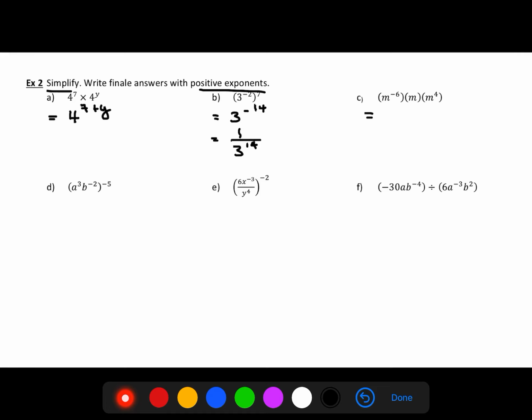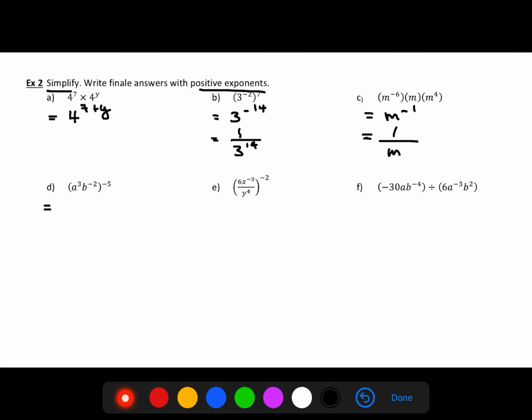Part C, we do have all the same base, so we're going to add all of our exponents. So negative 6 plus 1 plus 4 means we're going to get m to the negative 1, which we're then going to flip to make that 1 over m. Notice we don't have to write the 1 because we know that it's just m.